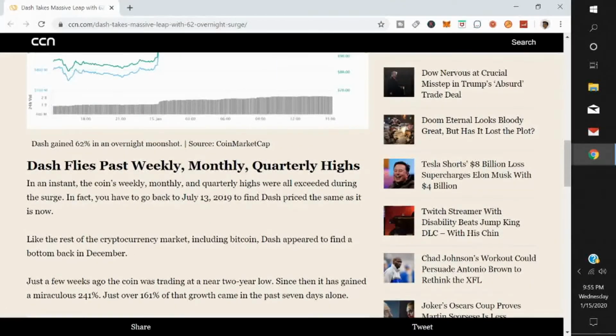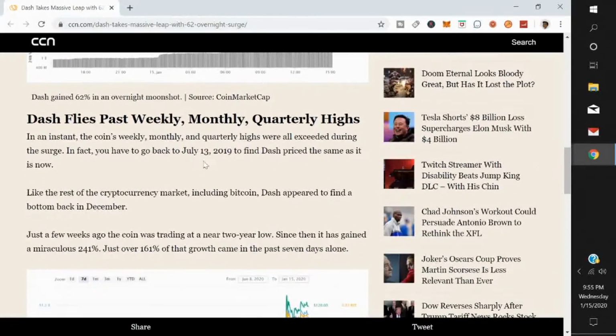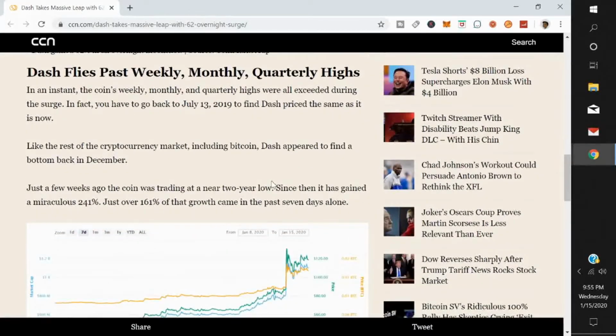Dash flies past weekly, monthly, and quarterly highs. In an instant, the coin's weekly, monthly, and quarterly highs were all exceeded during the surge. In fact, you have to go back to July 13th, 2019 to find Dash price the same as it is now.